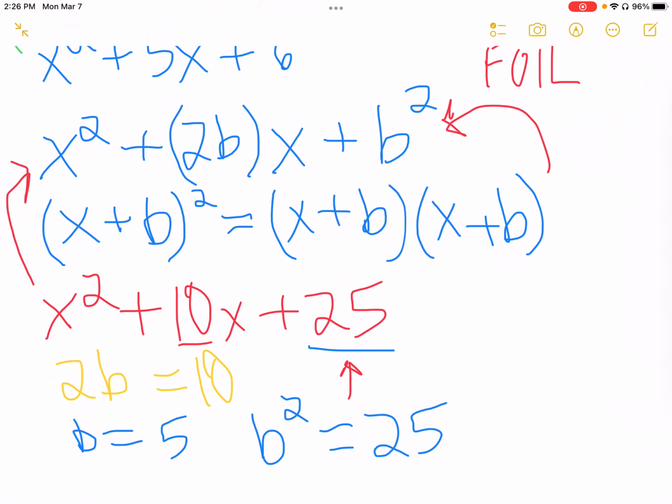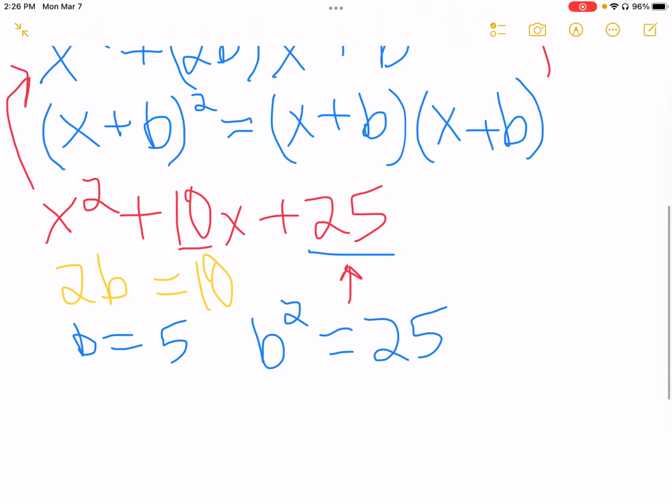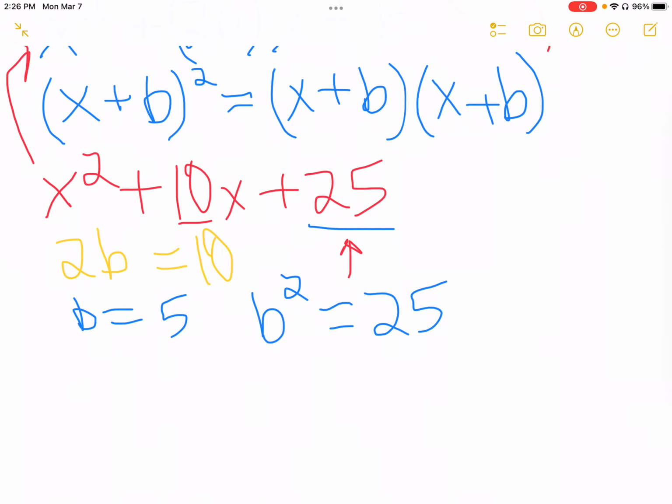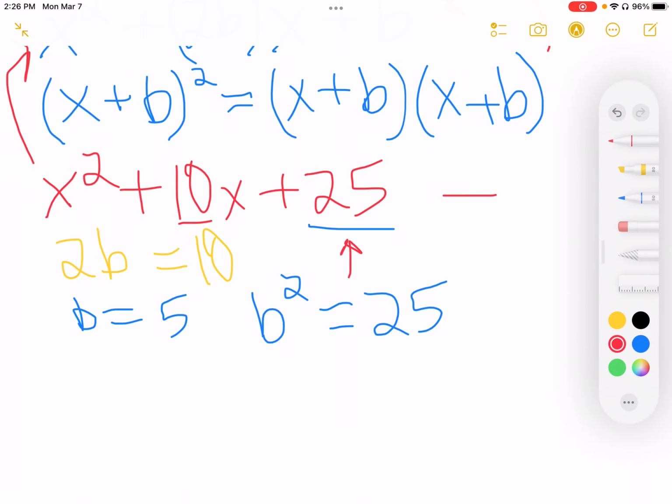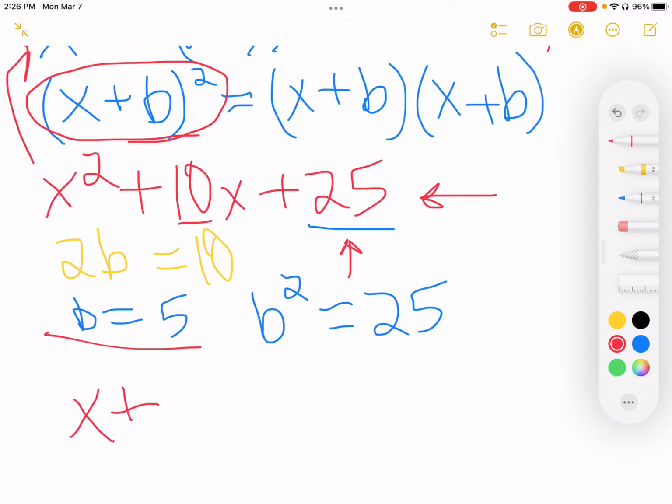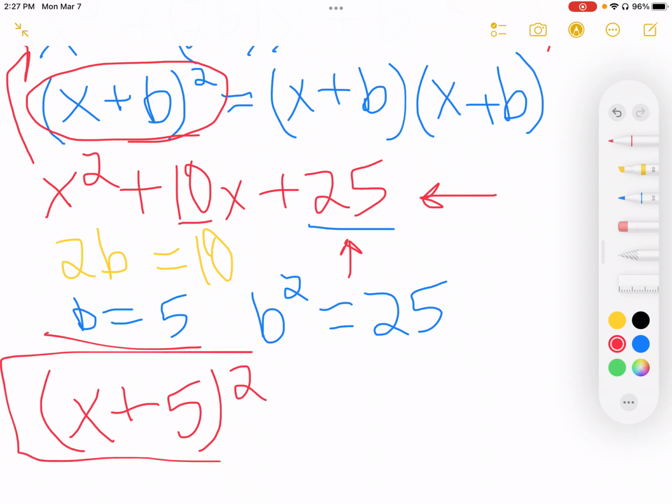So what we do to write this, because our goal is to write this right here in that new form that we showed you right here, is this: we figured out our b was 5, so that's all we need to know. Then we just say x plus 5, and then we just write squared. So that would simply be our answer there.